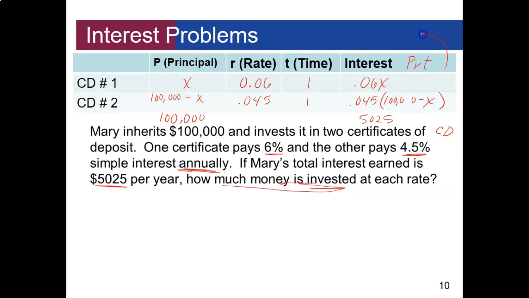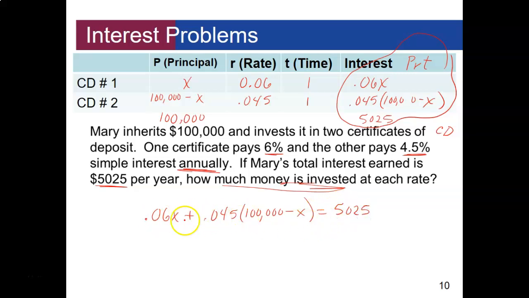This is the part I'm going to focus on, because what we need to know is the interest from the first one plus the interest from the second one equals the total interest. So I'm going to write that as an equation: the interest from the first is represented by this, plus the interest from the second, and that equals the total interest that she earned. Now it's just a regular equation that we need to solve.